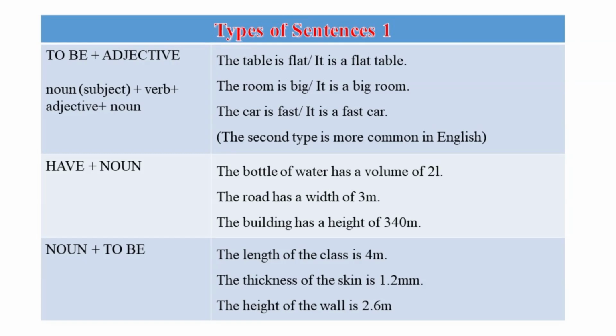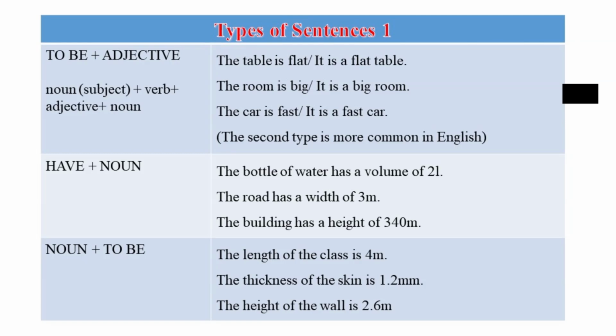The second type of sentence is have plus noun. Here the noun form of the adjective has been used. For example, width, height and so on. The third type is noun plus to be verb. Here again the noun form of the adjective has to be used, like length, height and so on.